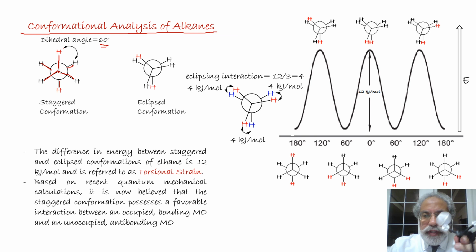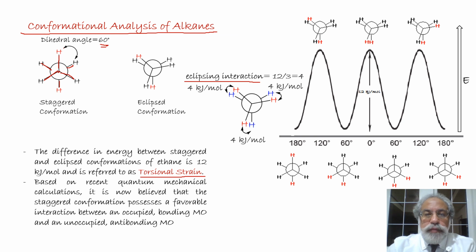In this particular conformer we will have what we call eclipsing interaction or torsional strain. The electrons of the carbon-hydrogen sigma bonds will repel each other. The second thing is the van der Waals radii for this hydrogen will repel each other again.